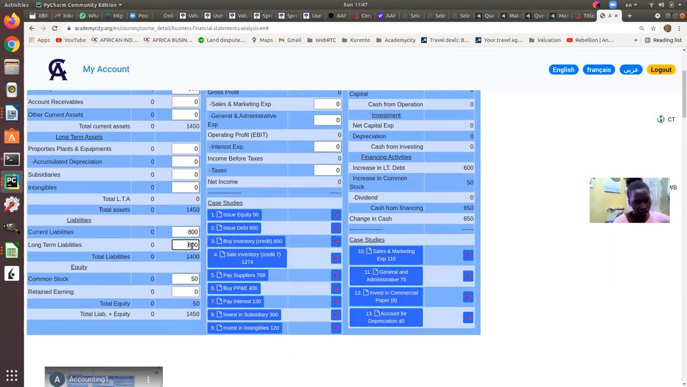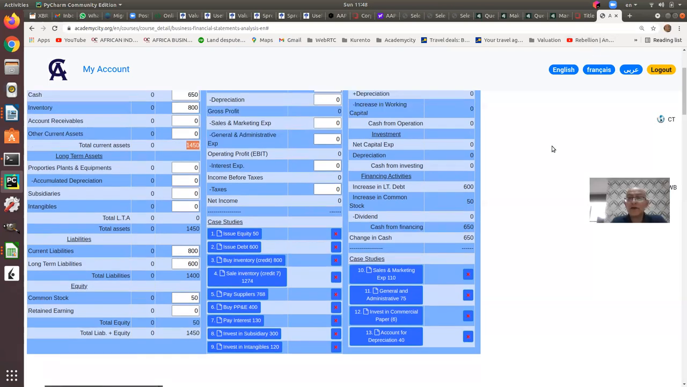We have a 600 loan from the bank, but the suppliers also gave us a loan. It's a short-term loan, but it's still a loan. And we raised 50 from the owner. So total equity plus debt is 1450. Total assets, 1450, no surprise. The accounting identity still holds as we talked about last time.